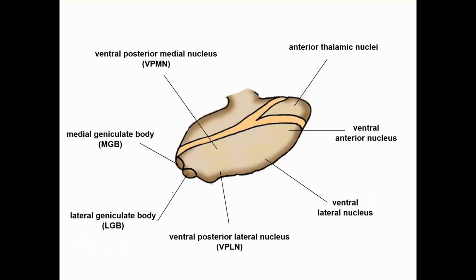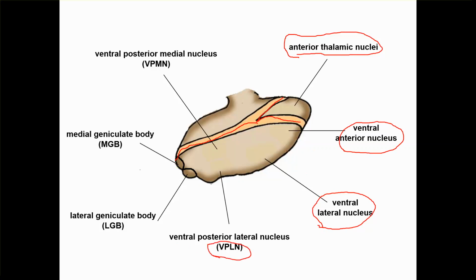Here we can see the parts of thalamus. You have anterior thalamic nuclei. There is a Y-shaped structure here. It is separating the different parts of the thalamus. Then you have ventral anterior nucleus here, ventral lateral nucleus, the ventral posterior lateral nucleus, VPLN. Here the two swellings are lateral geniculate body, and then you have medial geniculate body. Medially you have ventral posterior medial nucleus, VPMN.